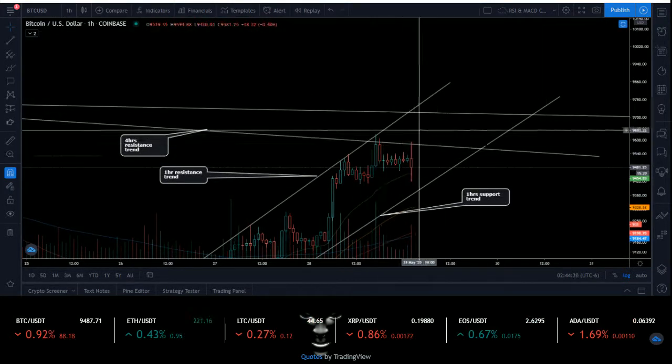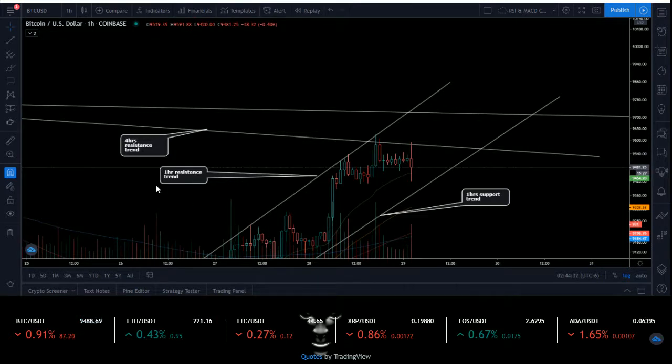next topic. Okay? Yun yung natin, yung support and resistance. Okay? So, ito yung meaning niya. I'll just have to read this one.